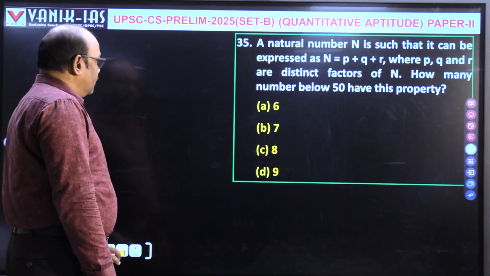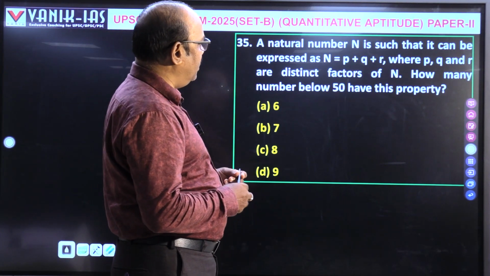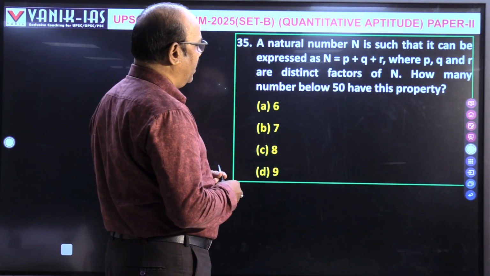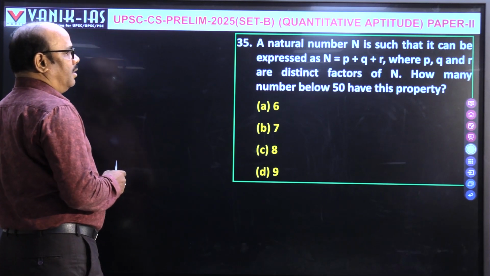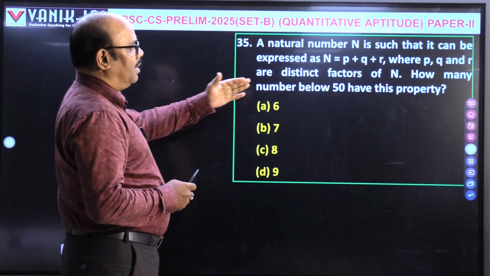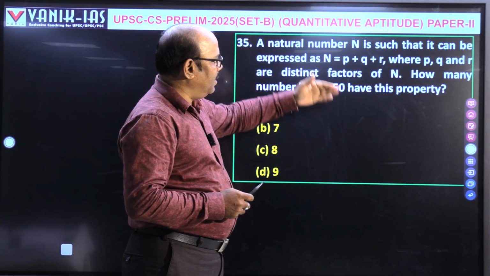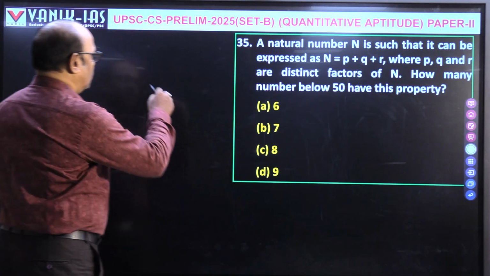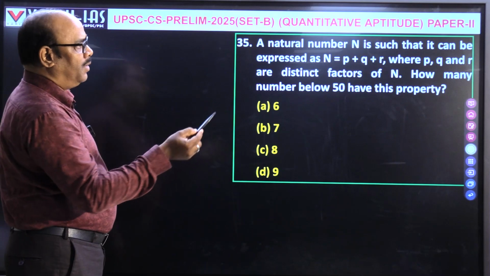A natural number n can be expressed as n equal to p plus q plus r, where p, q, r are distinct factors of n. How many numbers below 50 satisfy this property? So it is a perfect number. That means it is a number such that it can be expressed as n equal to p plus q plus r, where p, q, r are the distinct factors. So the first such number, or you can say the first perfect number, is 6.